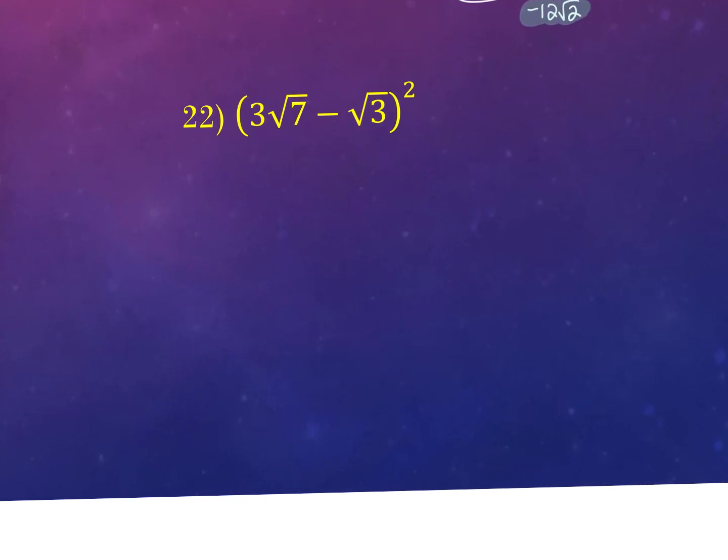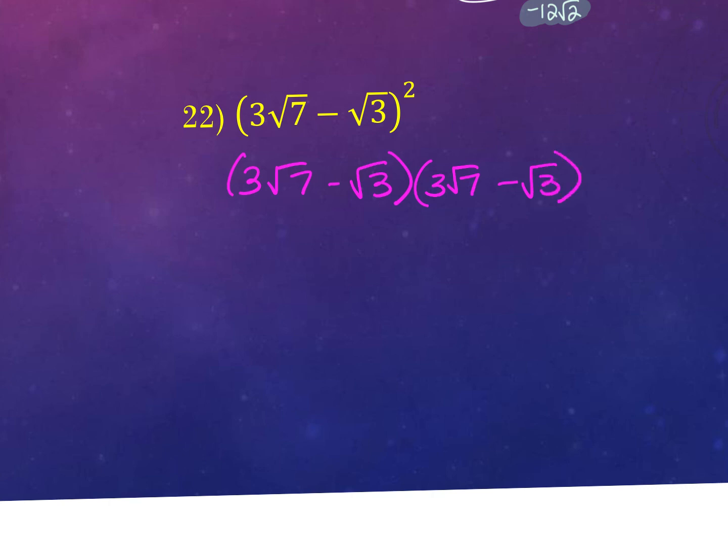22 is the parentheses squared. This is 3 radical 7 minus radical 3 times 3 radical 7 minus radical 3. Be careful. The most common mistake on this is taking this 2 and distributing it to both. You cannot distribute an exponent to a sum or difference, and this is a difference. So we can only do that if it's only multiplication on the inside. So what we want to do here is expand it and FOIL it out.